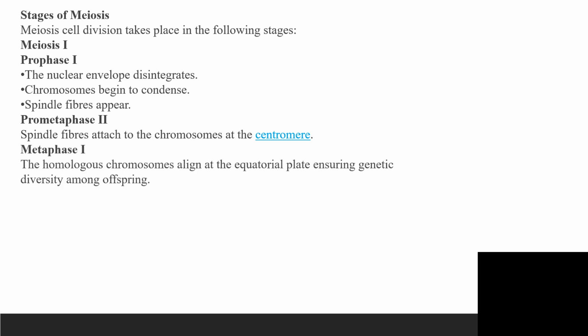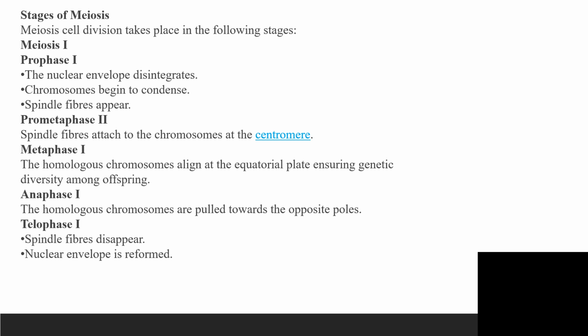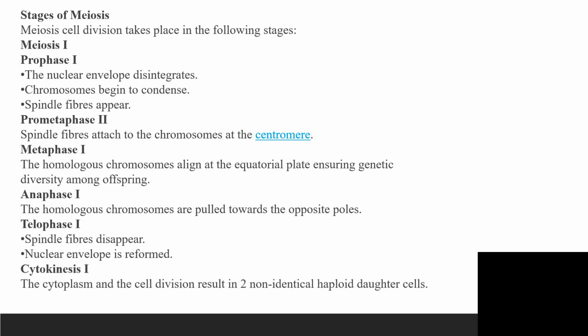Metaphase 1, the homologous chromosomes align at the equatorial plate, ensuring genetic diversity among offspring. Anaphase 1, the homologous chromosomes are pulled towards the opposite poles. Telophase 1, the spindle fibers disappear and the nuclear envelope is reformed. Whereas in cytokinesis 1, the cytoplasm and the cell divide, resulting in two non-identical haploid daughter cells. So at the end of meiosis 1, the cells that are formed are two non-identical haploid daughter cells.